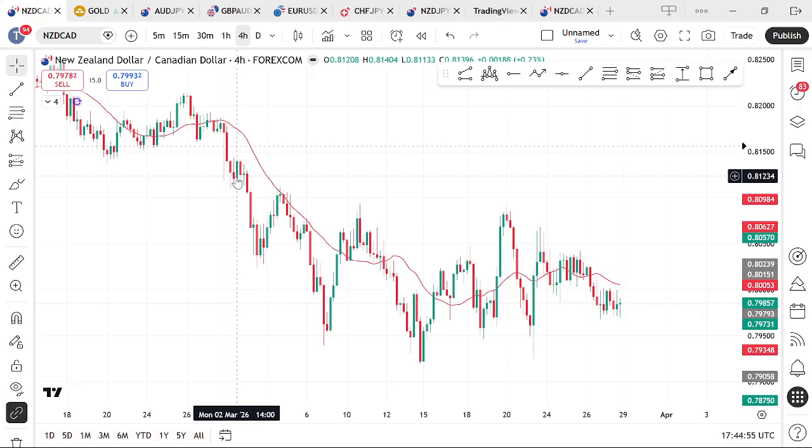Another word for buy in the forex market is bullish. They tell you that the market is going in a bullish direction. It means the market is buying, it means the market is going up. Also they tell you the market is going long, it means the market is going up. They say the market is going short, it means the market is going down. They tell you the market is bearish, it means the market is going down. So bearish stands for sell, bullish stands for buy, long also stands for buy, and short stands for sell. So that's it.